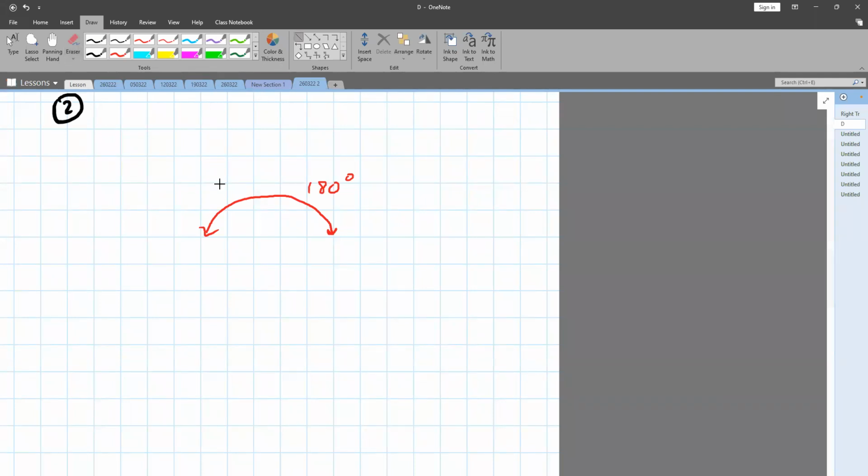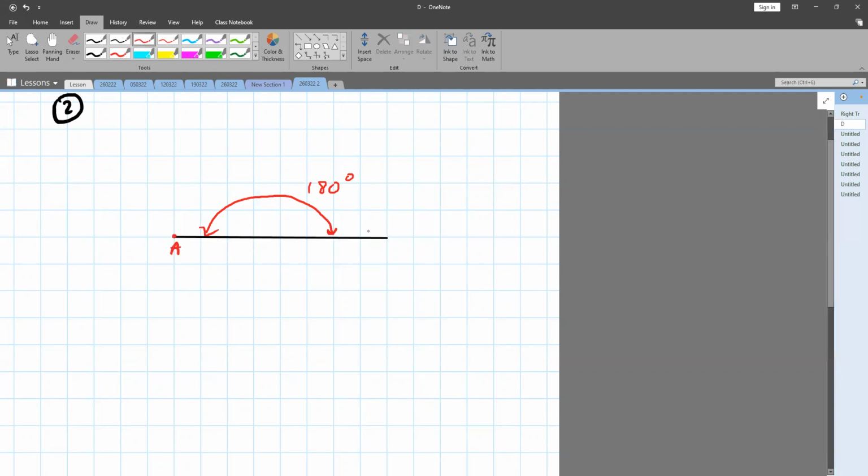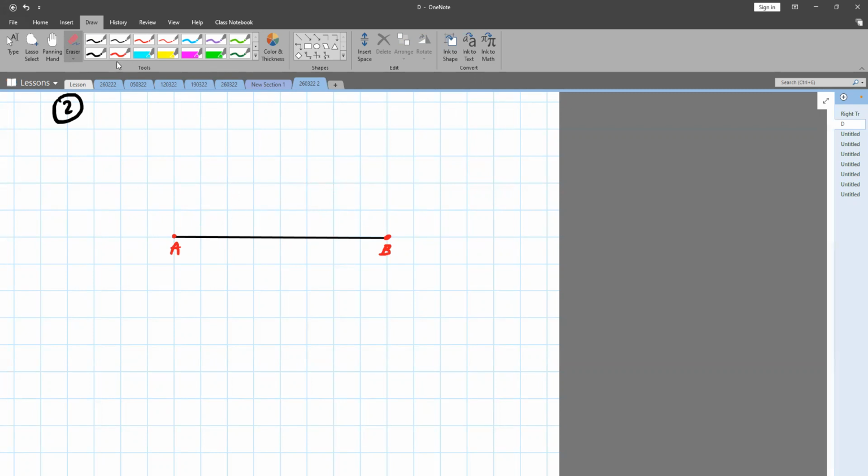So for example, this is the straight line, and points A and B are located at the end of the line. Now, you want to divide this line into 2 equal angles. So what you can do is create a compass using a rope, with a needle or a nail on one end.